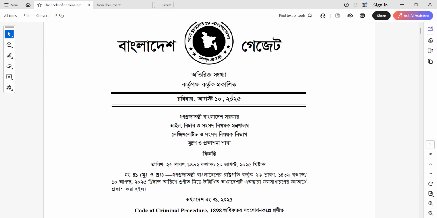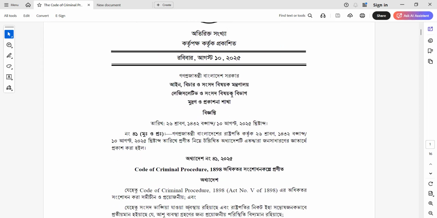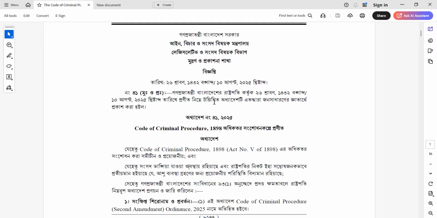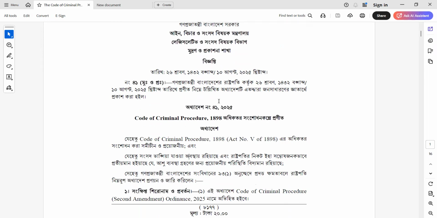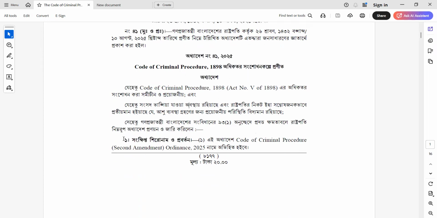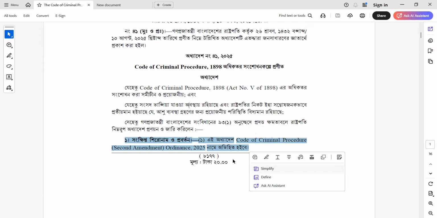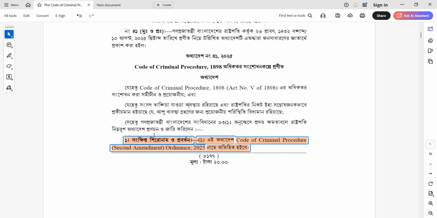Hello, everyone. Today we are going to see what are the new amendments that were made to the Code of Criminal Procedure 1898. So we're going to study the Code of Criminal Procedure (Second Amendment) Ordinance 2025.